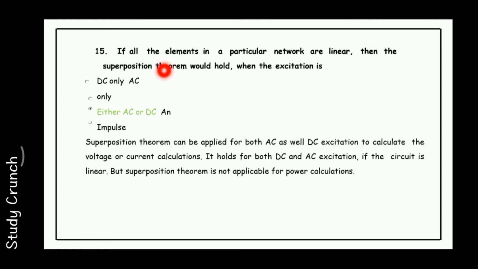Next, if all the elements in a particular network are linear, then the superposition theorem would hold when the excitation is. So it will hold when it is either AC or DC. So superposition theorem can be applied for both AC as well as DC excitation to calculate the voltage or current. It holds for both DC and AC if the circuit is linear, but superposition is not applicable for power calculations.